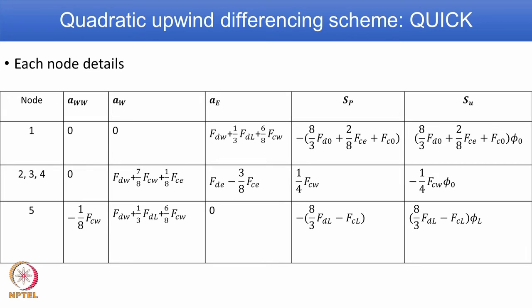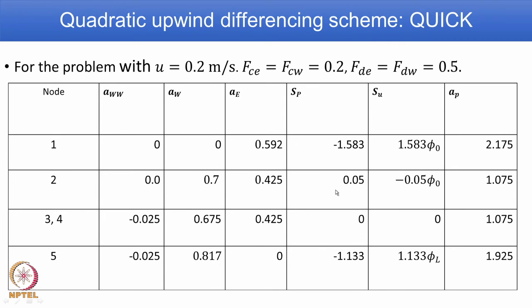So if you substitute those values in this flux calculation properly, so for example FDW means diffusion flux at west face, similarly diffusion flux at L and so on. You substitute all those values, then for this condition u is equal to 0.2 meters per second, you evaluate and you get these coefficients actually calculated.